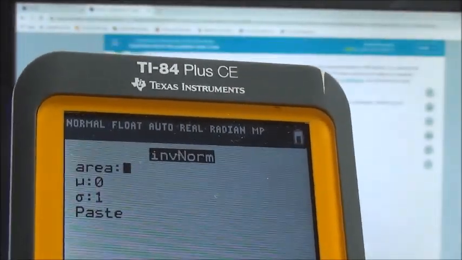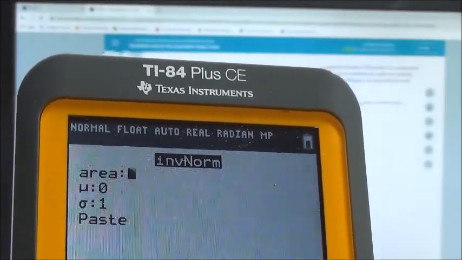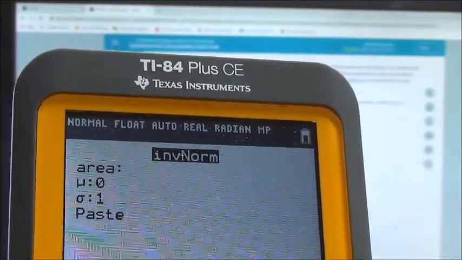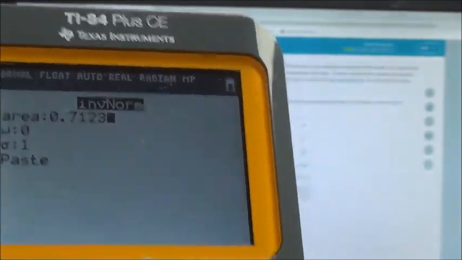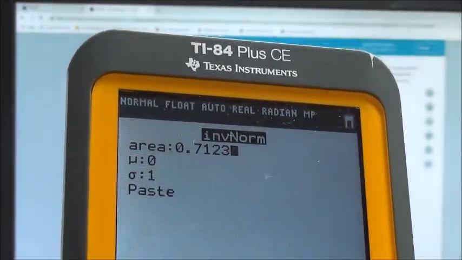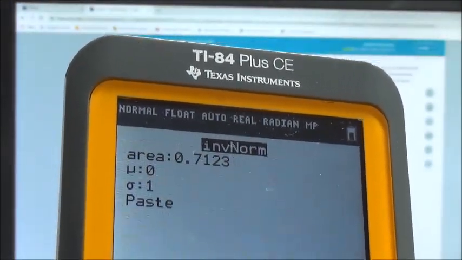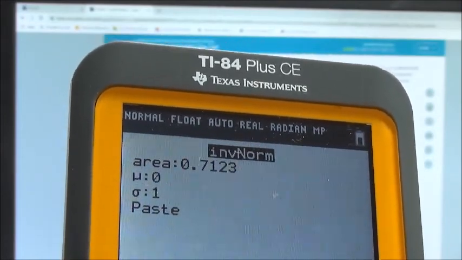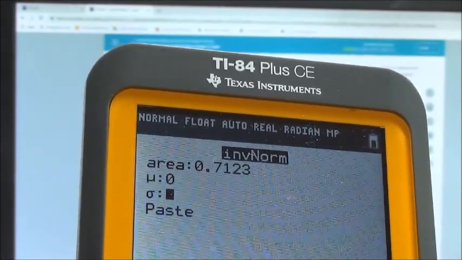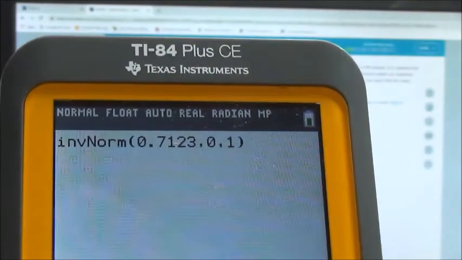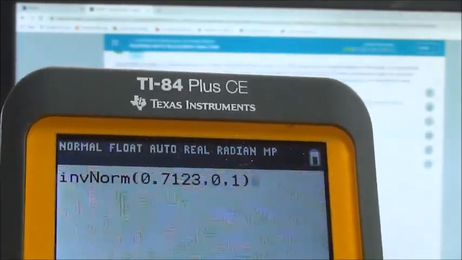So in this case, if we're finding the area to the left of 0.7123, we're going to put 0.7123. The mean and the standard deviation, since it's a Z and we're doing the normal curve, will be mean is 0, standard deviation of 1. Paste that into my formula. So I have it in my formula.